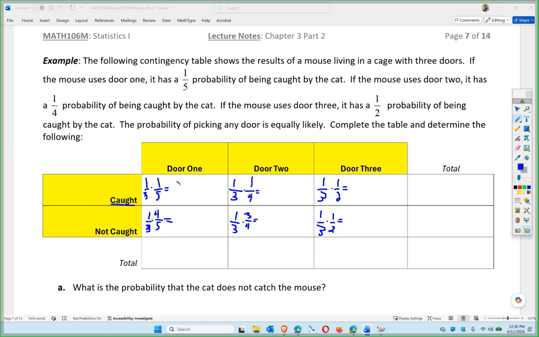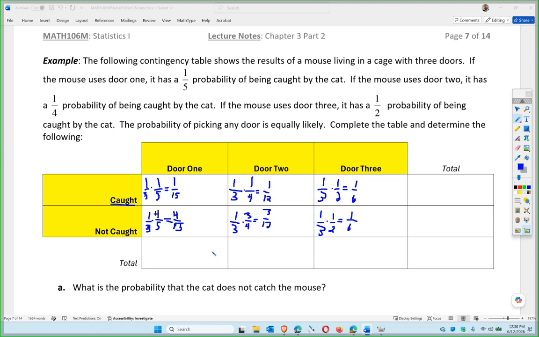So that's 1/15 and 4/15, and that's 1/12 and 3/12. Right, and then that's 1/6 and 1/6. So at this point you could add and get your marginal numbers, but that's a bad idea. The books tend to do that, but I would make your life easier and do common denominators.